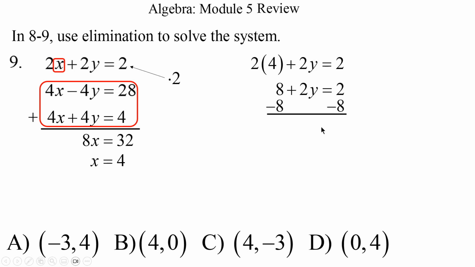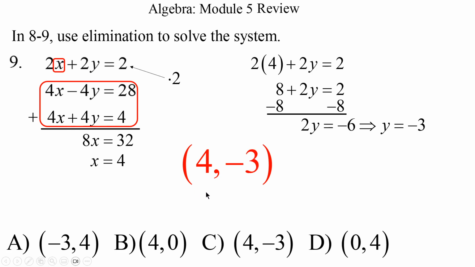Let's subtract 8 from both sides. 2y equals negative 6. And again, same thing. 2 times what number is negative 6? That would be a negative 3. 2 times negative 3 is negative 6. So here's my coordinates. The x is 4. The y is negative 3. Please remember, your x coordinate always comes first in an ordered pair. So I'm looking for 4, negative 3.